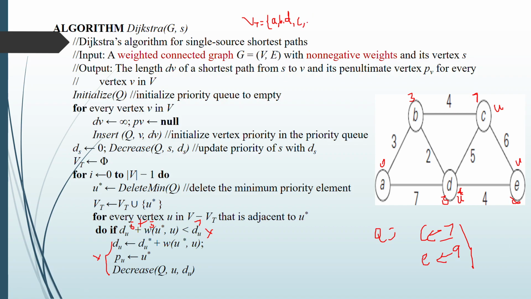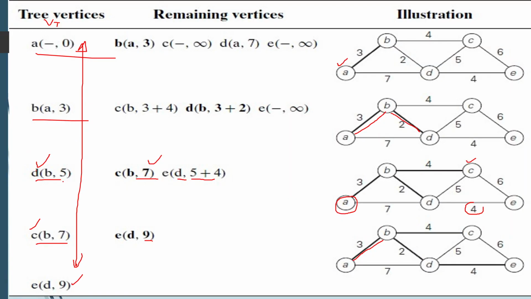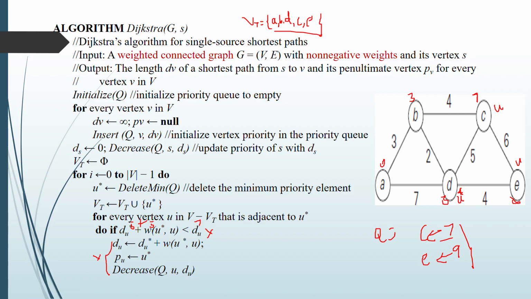Same thing you will repeat up to E only. In this way, you will get all those vertices in the VT. See, the same thing you have done here also. So now in the VT, the first vertex is A, B, next D, next C and E. Here also, A, B, D, C, E. Yes, in this way this particular algorithm works. Is it clear?